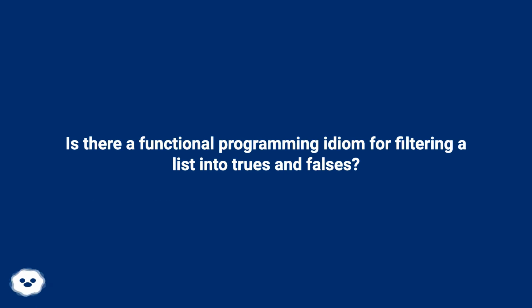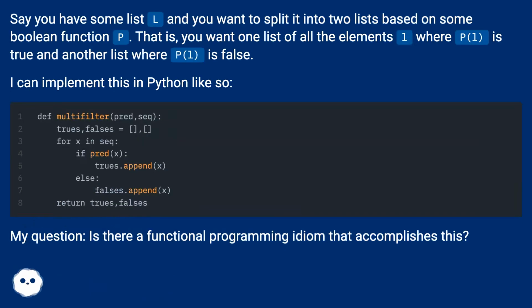Is there a functional programming idiom for filtering a list into trues and falses? Say you have some list L and you want to split it into two lists based on some Boolean function P. That is, you want one list of all the elements of L where P(L) is true and another list where P(L) is false.